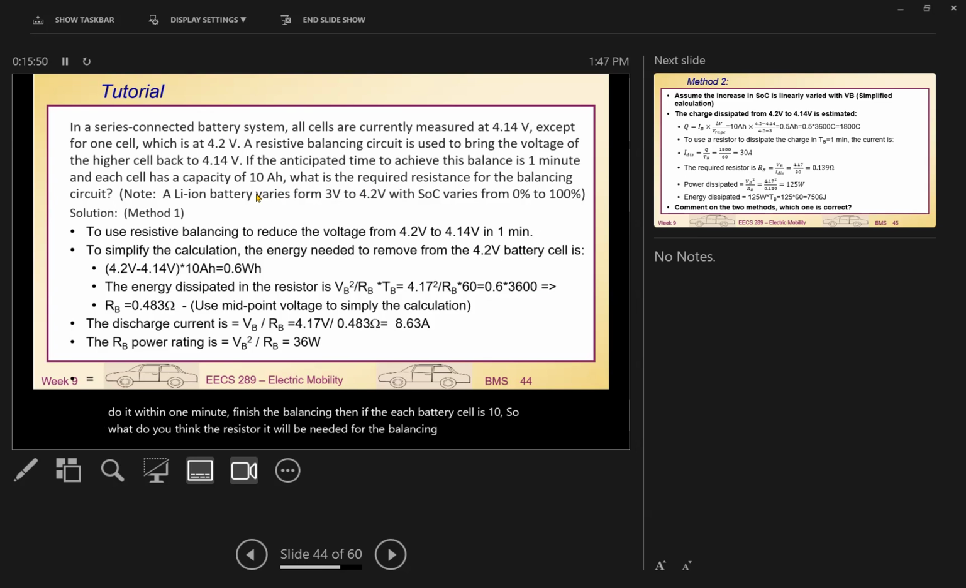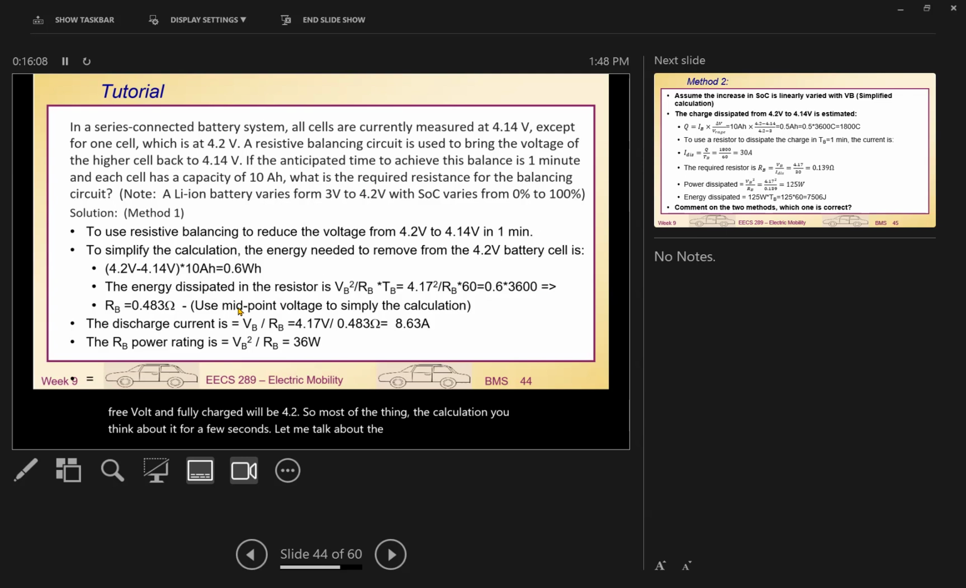How do you calculate that? Okay, so we assume that the battery cell will usually be from 3 volt to 4.2 volt. Fully discharged is 3 volt, and fully charged will be 4.2. So what do you think the calculation is? You think about it for a few seconds, then we talk about the answer.